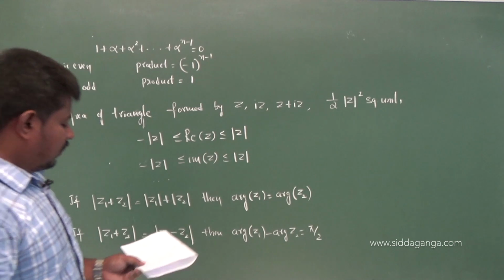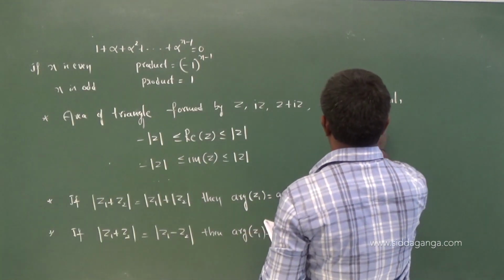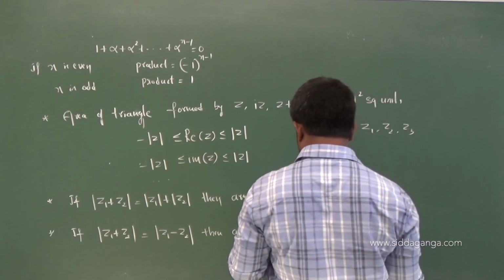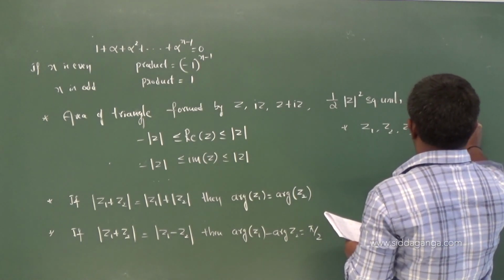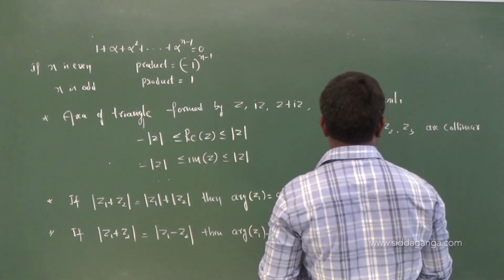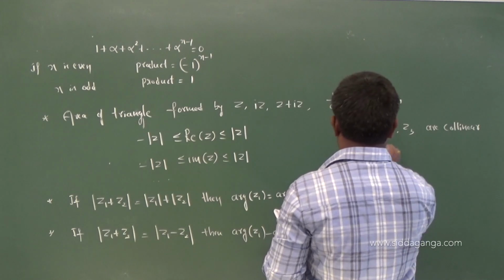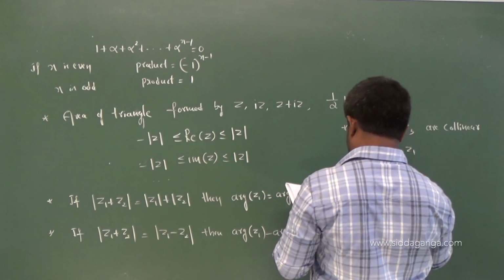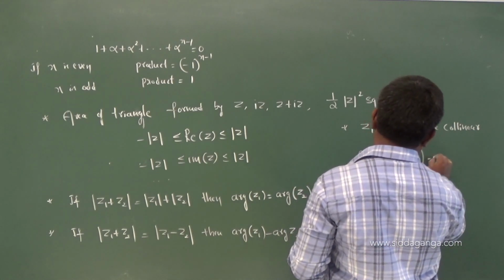And the last one is, if z1, z2, z3, all three complex numbers are collinear, what do you mean by collinear? If they are on the same line, then argument of (z3 minus z1) divided by (z2 minus z1) becomes equal to 0.